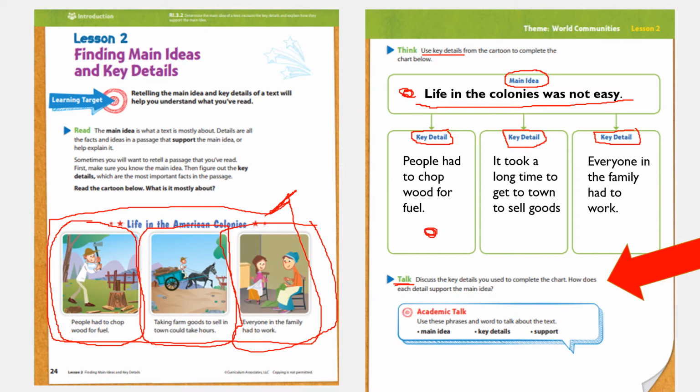So let's look at the first one. People had to chop wood for fuel. That definitely shows that life was not easy. Chopping wood is hard work. Here's my second detail. It took a long time to get to town to sell goods. Yep, that shows that life in the colonies was not easy. They had to travel to sell things. And then the third detail, everyone in the family had to work. That's right, not just one person, everybody had to do their job in order to make life work. So all 3 of those details support my main idea by giving me more information about how life in the colonies was not easy.